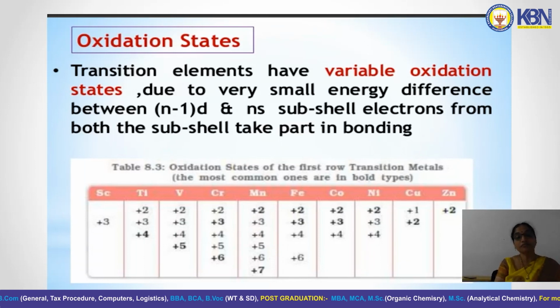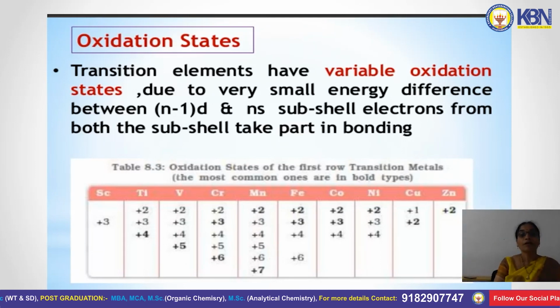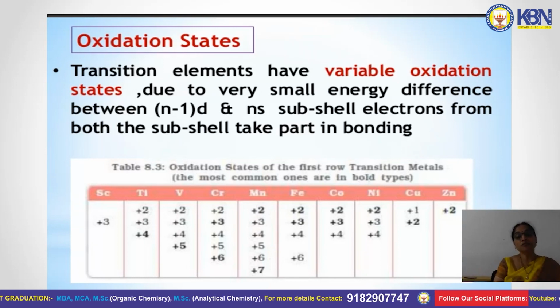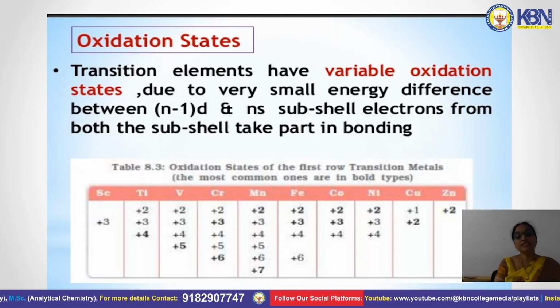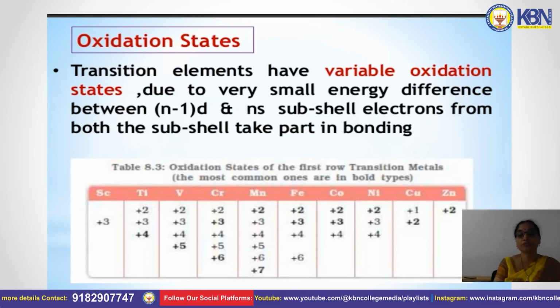Next, manganese. In this series, the maximum oxidation state is exhibited by manganese, which can exhibit the +7 oxidation state. Next, iron exhibits +2, +3, +4 and +6. Cerium +2, cobalt +2, +3, +4, nickel +2, +3, +4, copper +1, +2 and zinc +2. So copper exhibits only +1 and +2 oxidation states. The minimum oxidation state of copper is +1. This is due to the loss of electrons from the 4s orbital.